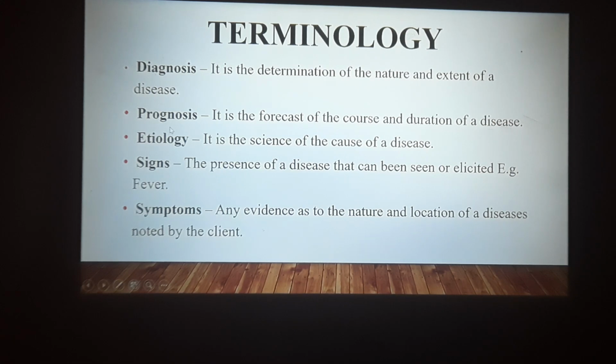The next one is prognosis. Prognosis means the forecast of the course and duration of a disease. So what is the duration of a disease, and how much the treatment has improved it, that is called prognosis. And then etiology. Etiology means the science of the cause of disease. So the cause of disease is also called etiology.